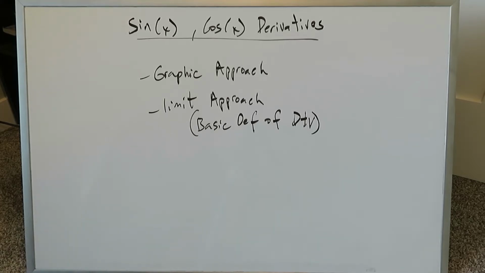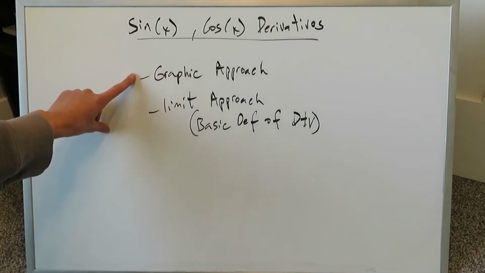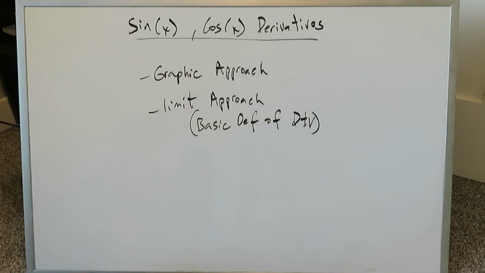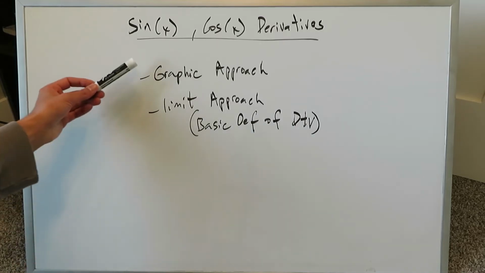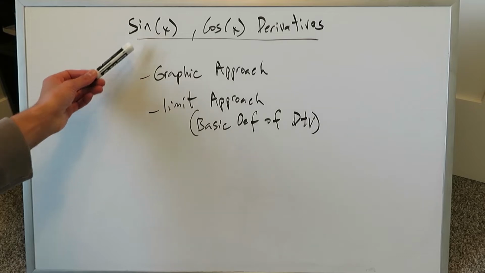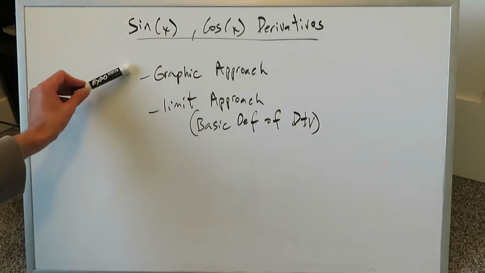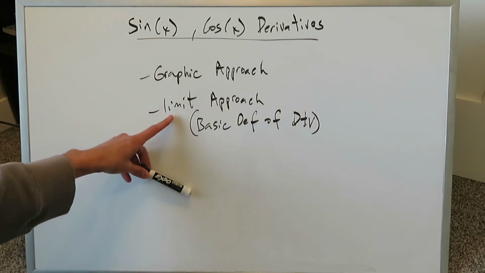Sine x, cosine x. We know in terms of derivatives these are very easy. But how do you actually arrive at that easy derivative? We will look at here firstly using a graphic approach and then the limit approach, which is the basic definition of a derivative. You want to look at the graphic approach for this derivation first because it leads to an assumption which very well plays into this.